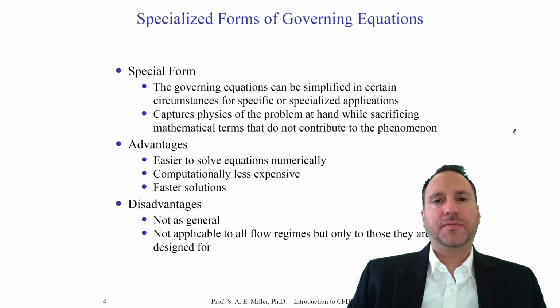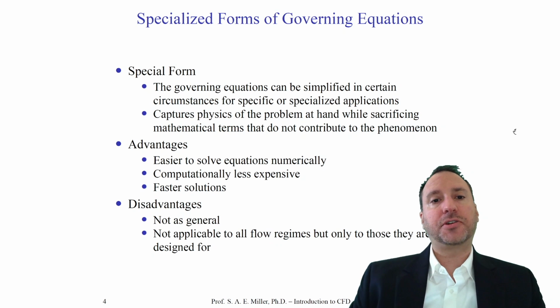When I say specialized forms of governing equations, I particularly mean that the governing equations can be simplified in certain circumstances, maybe for a specific flow. It could be a high-speed flow, a creeping flow, transonic flow, maybe a flow that doesn't separate, maybe it's specifically for a boundary layer. There's lots of examples and we'll look at them here. They, in particular, are designed and reduced from the full set to capture particular physics at hand. And this, of course, sacrifices mathematical terms in the equation because they may not be dominant or they may not contribute to the particular phenomenon that you're trying to study.